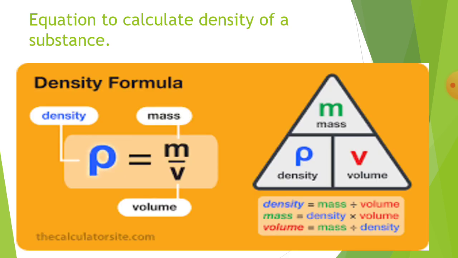To calculate density, the equation is density equals mass over volume, or mass divided by volume. If we want to find the density of an object, we need to find the mass of the object and the volume of the object. If we have the mass of the object and the density of the object, we can find the volume by dividing the mass over the density. And if we have the density of the object and the volume of the object, we can find the mass by multiplying the density and the volume.